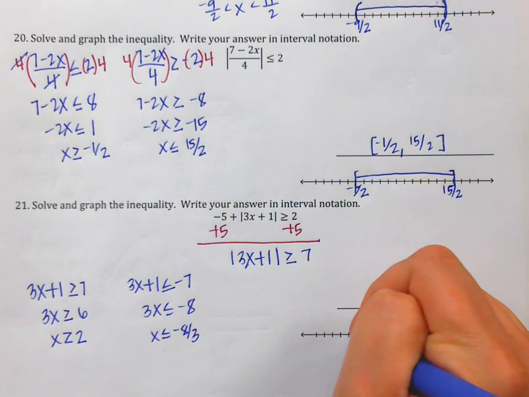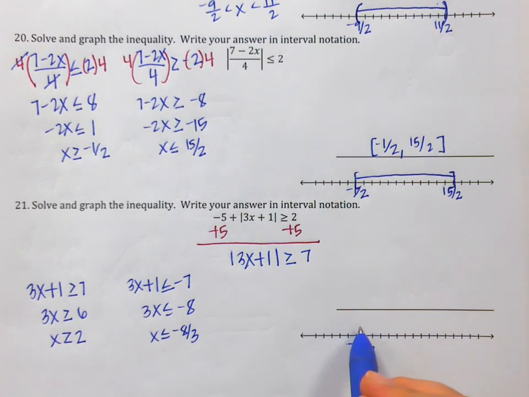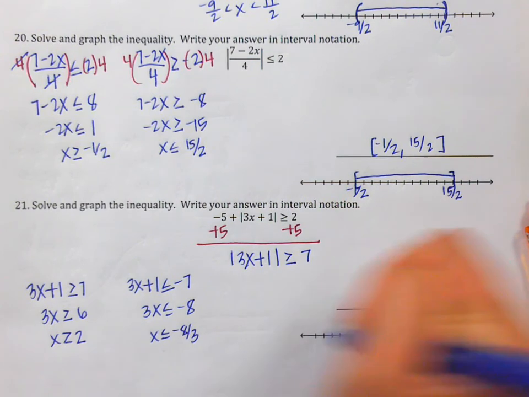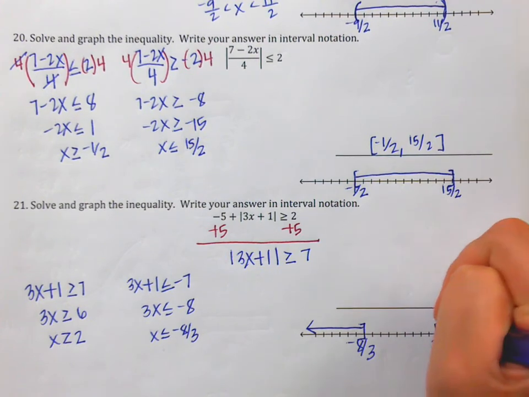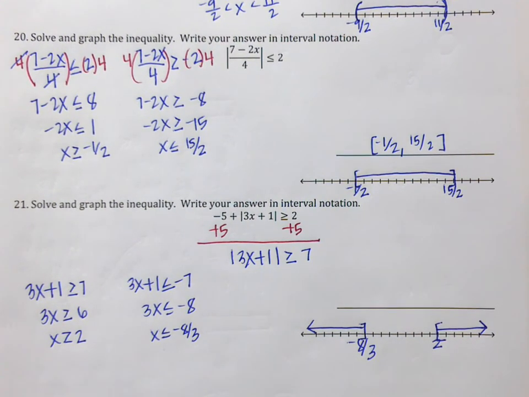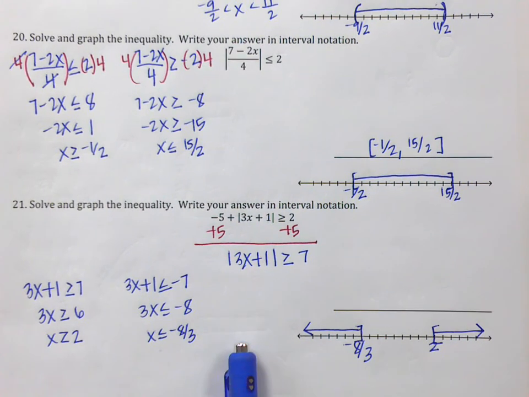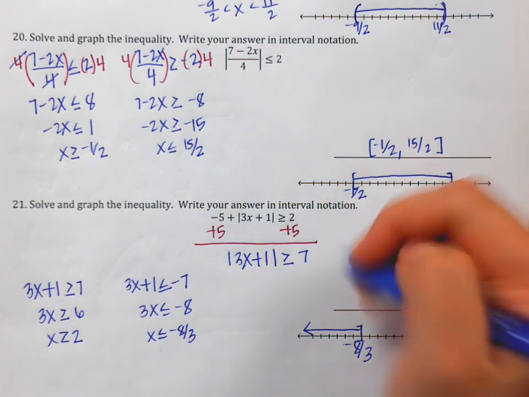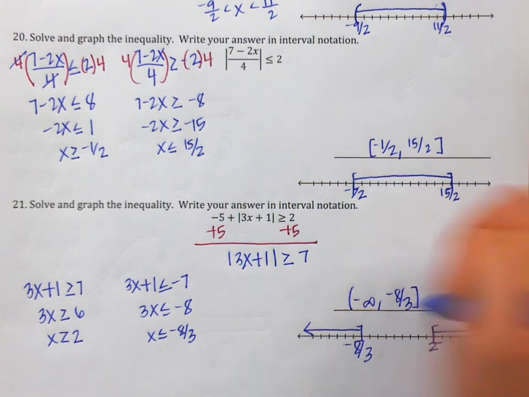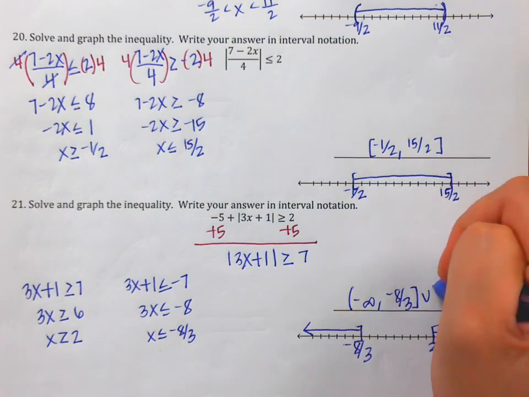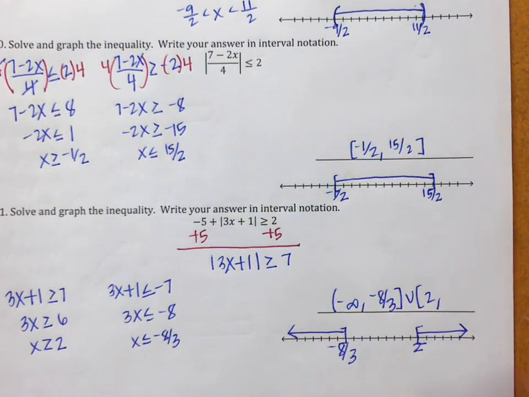So it's less than or equal to negative 8/3, so it's going in the negative direction, and greater than or equal to 2, so it's going in the positive direction. So these are actually going away from each other. The way we write that in interval notation, it's going from negative infinity to negative 8/3. We always use parentheses with infinity. Bracket because of the or equal to. Union 2 because there's a gap in between. So 2 to infinity. Always use parentheses with infinity.